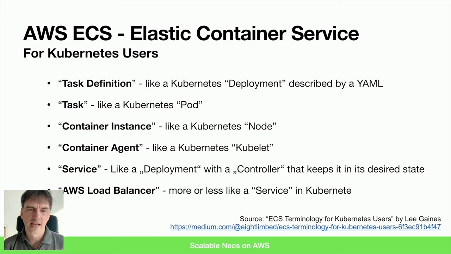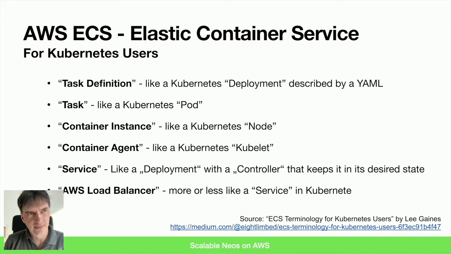A task definition in ECS is like a deployment described by a YAML file in Kubernetes. A task is what in Kubernetes is a pod. A container instance is a node, and a container agent is a kubelet. These are parts which I am not talking about in this talk because they are basically the management interface which we are not interested to look at today, at least. And then comes the confusing part, because a service in ECS is what's called a deployment with a controller that keeps it in a desired state in Kubernetes. A service in Kubernetes is, as far as I understood, something different. It's like the load balancer in AWS. So maybe you understand now that the terms are a bit different, but the concepts behind them are similar.